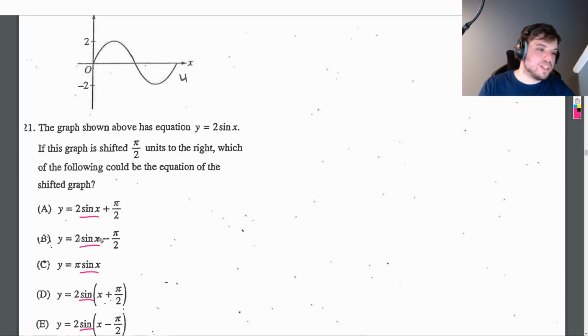But let's say you didn't notice that immediately, or you're not really sure of that. Then what you could notice is, let's take a look at A and B. A and B have these two shifts. These shifts are vertical shifts. When we add pi over 2, we're shifting it up pi over 2. When we subtract pi over 2, we're shifting the whole graph down pi over 2. So it's not A or B.